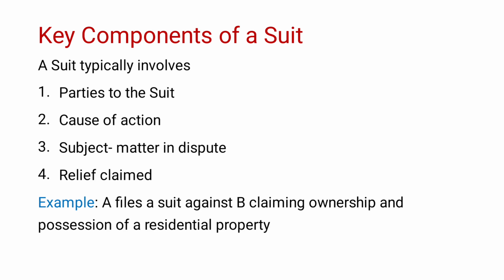Here, A is a plaintiff and B is a defendant. Cause of action arises on the day when B came to his house and demanded that this property belongs to him. Here, the residential property, that is A's house, is the subject matter in dispute. Now, what relief can A claim? He can claim for a temporary or permanent injunction, which restrains B from entering his property.